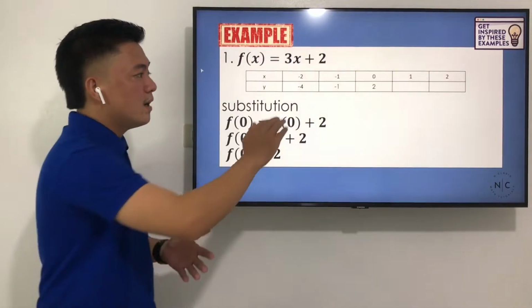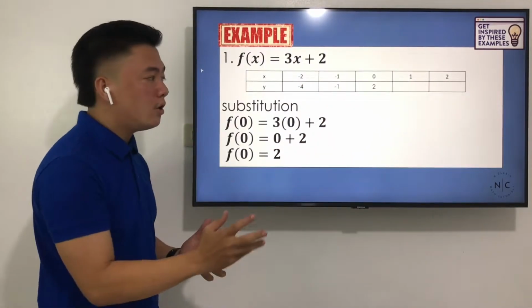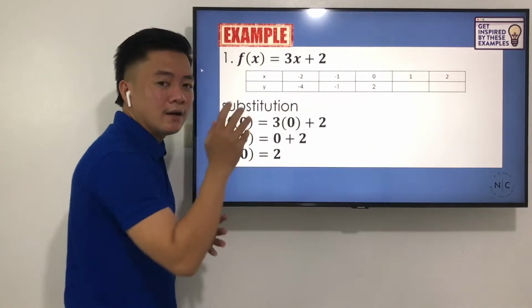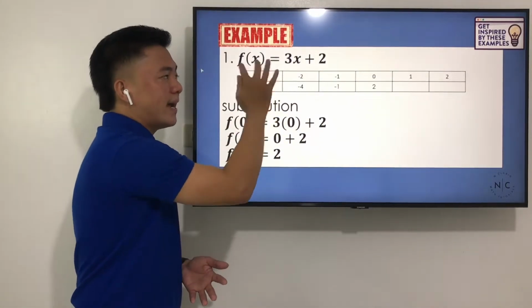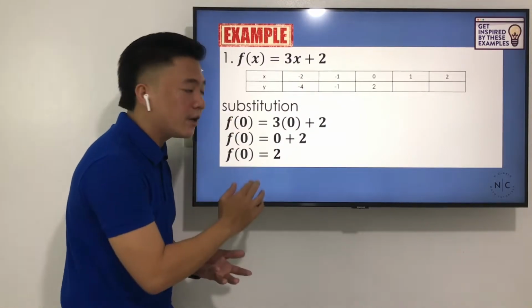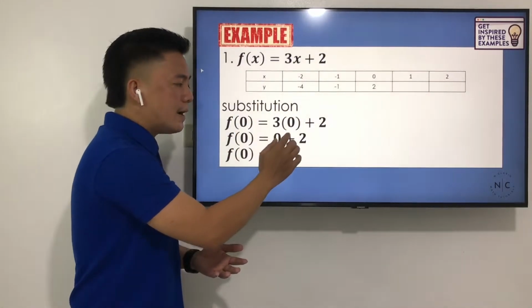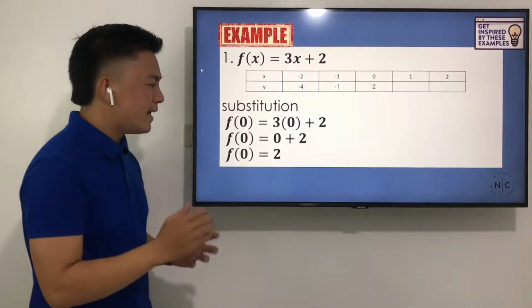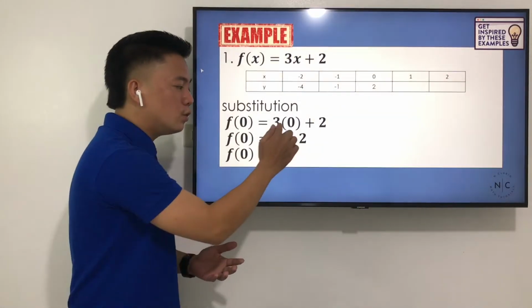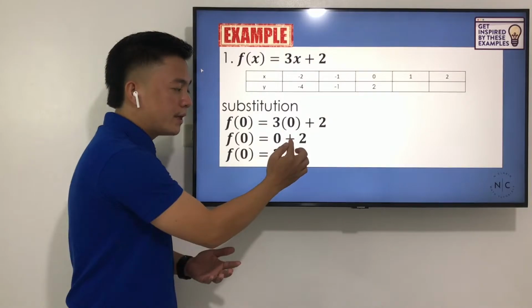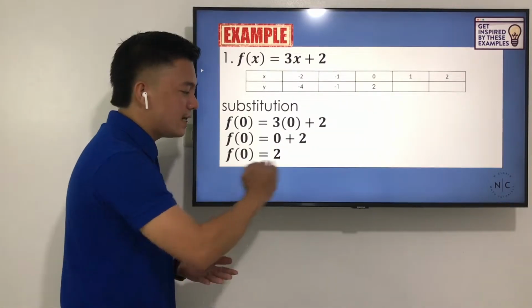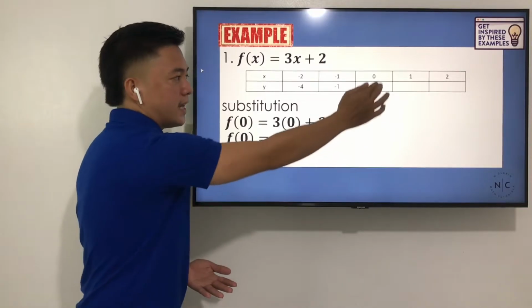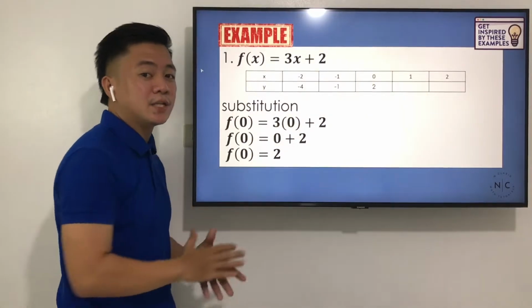Next is, whenever our x is 0, ang value daw ng y natin is 2. So, substitution ulit tayo. Si 0, isa-substitute natin dun sa mga x na meron tayo. So, f of 0 is equal to 3 times 0 plus 2. Next, f of 0 is equal to 3 times 0 is 0, bring down 2. So, 0 plus 2 is 2. Kaya dito is naging 2 yung y natin kapag si x is 0 is using substitution.